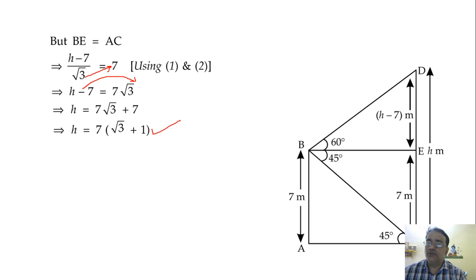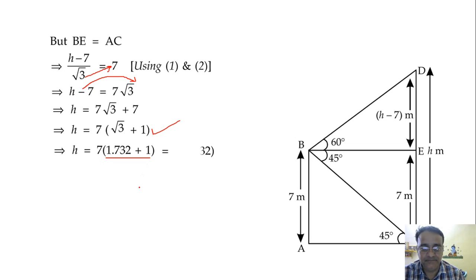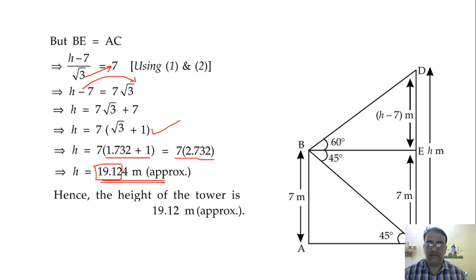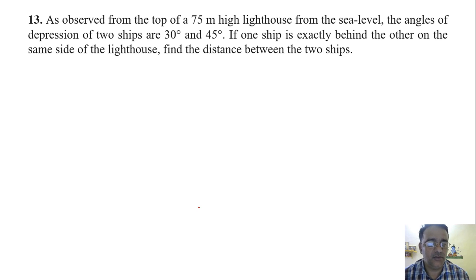But I told you, don't leave the answer at the root 3 step. Substitute the value of root 3 also. The default value of root 3 is 1.732. So 1.732 plus 1 is 2.732, and if you multiply these two, we'll get 19.124 approximately, or we'll write 19.12 only. So hence the height of the tower is 19.12 meter approx. Any doubt in this question? No, sir. Right.